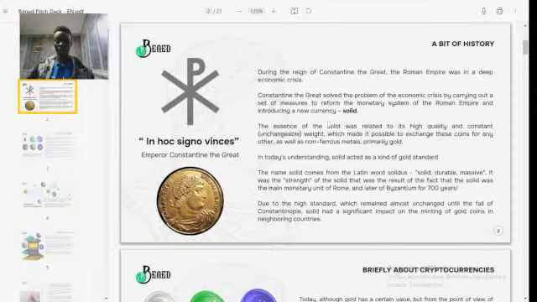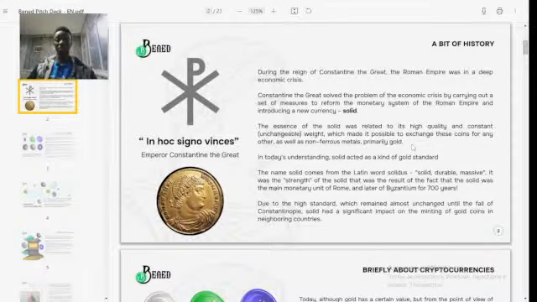Okay, I read. During the reign of Constantine the Great, the Roman Empire was in a deep economic crisis, and Constantine the Great solved the problem of the economic crisis by carrying out a set of measures to reform the monetary system of the Roman Empire and introducing a new currency, which is the solid. The essence of the solid was related to its high quality and constant unchangeable weight, which made it possible to exchange these coins for any other, as well as non-ferrous metals, primarily gold.